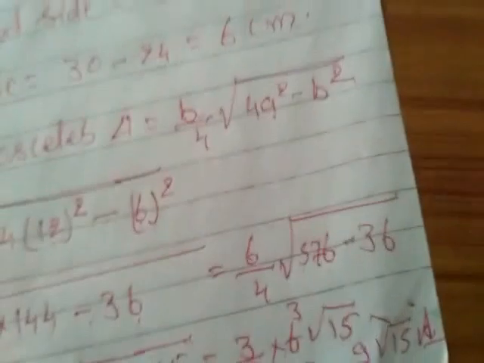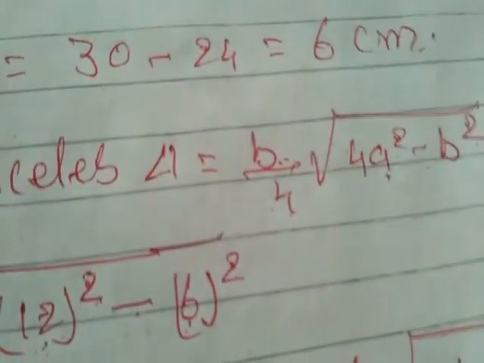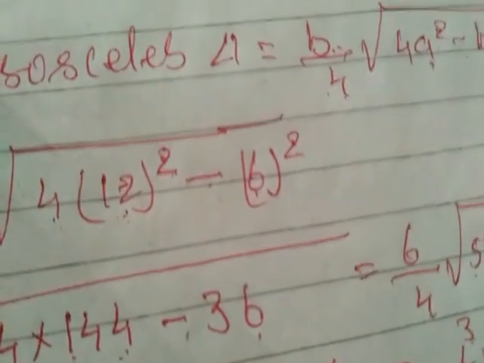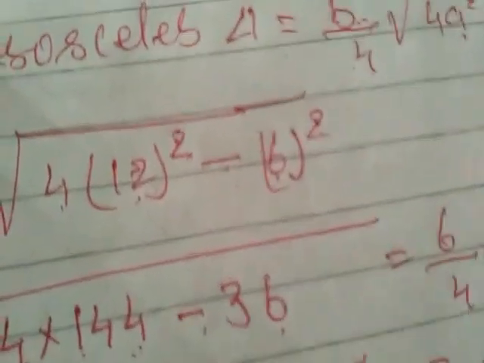So hence, students, you have seen that this type of question can be solved by both methods, either by applying Heron's formula or by applying the area of isosceles triangle. So you can do by any method, whichever is convenient to you.